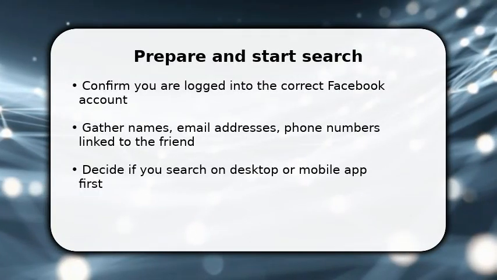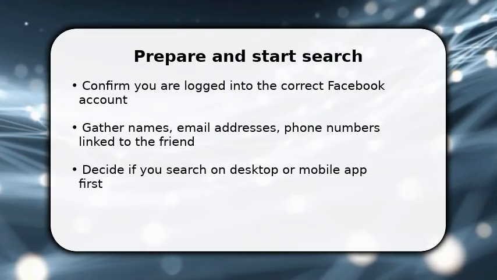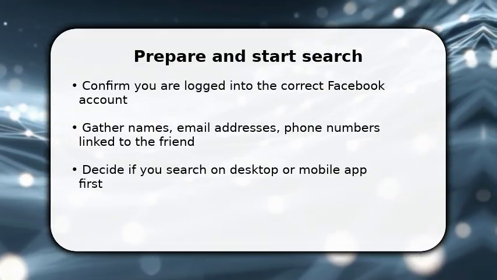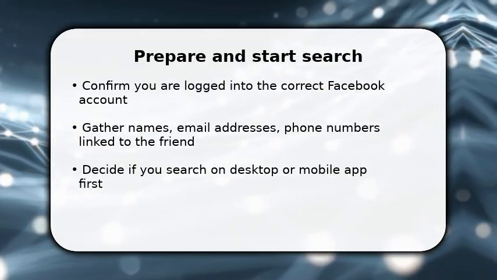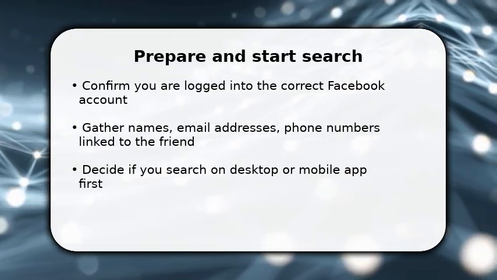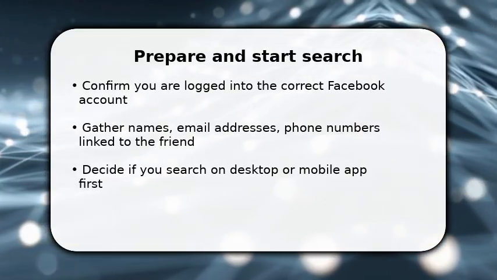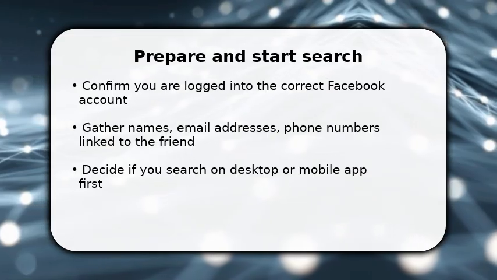You'll start by checking the account you're using and gathering identifying details like full name, old email, or phone number. These make retrieval faster. Open Facebook on desktop for broader tools, or use the mobile app if that's what you have. Once done, go to the search bar and type the person's full name. Make sure you try variations and nicknames.